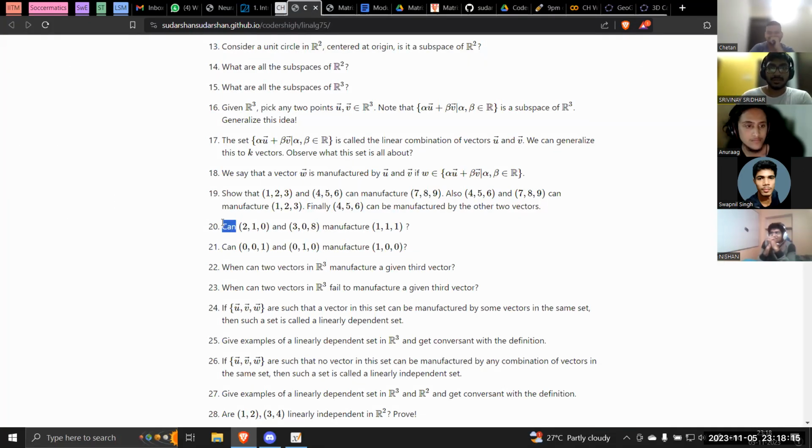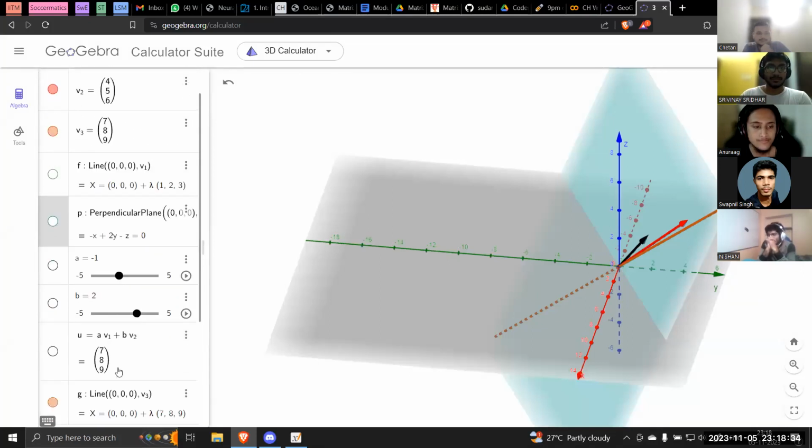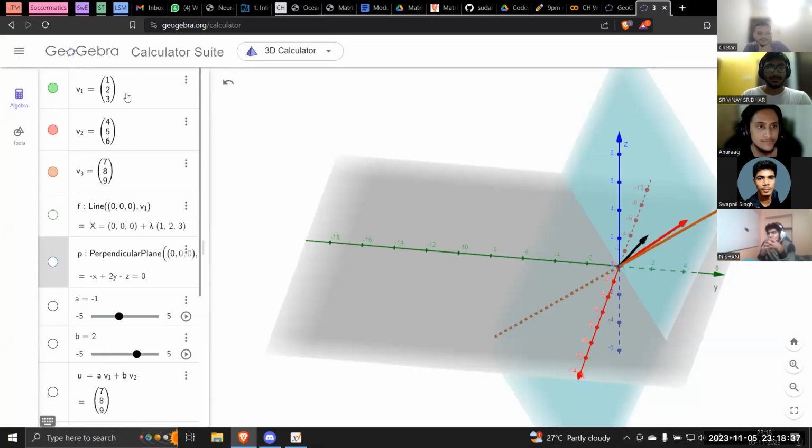Okay. So question number 20. Can (2, 1, 0) and (3, 0, 8) manufacture (1, 1, 1)? Can they? Do we want to see this on the graph as well? Yeah, maybe we can take two knobs and change the knobs. Or we can make the plane and then check whether it lies on that plane. Since we understand now that if the first two vectors are not lying on top of each other or are not scalar multiples of each other, they make a plane, right?